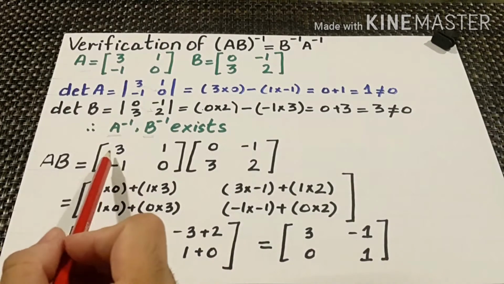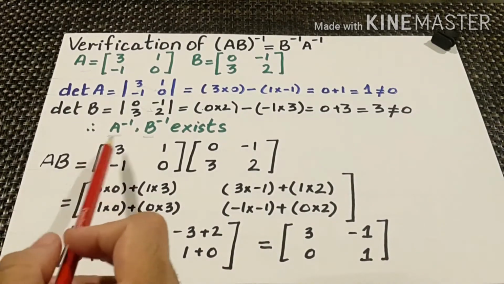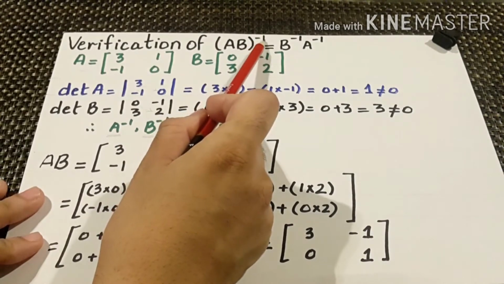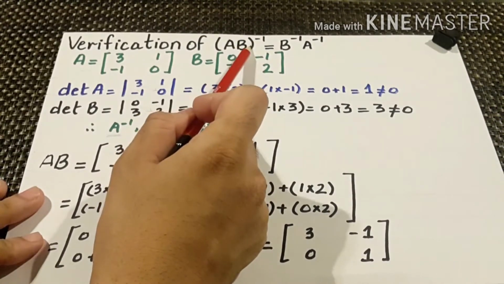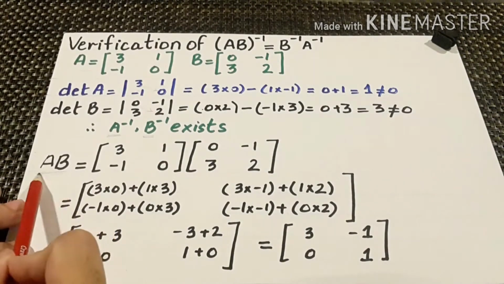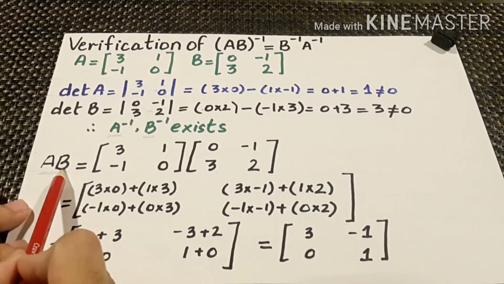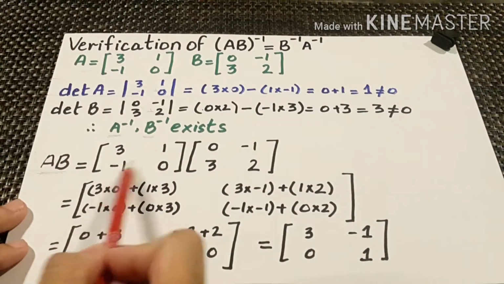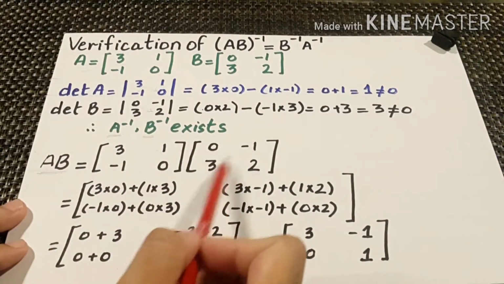Now let's come to the verification. First we take the left hand side, AB inverse, or inverse of AB matrix. Now for that we have to take the AB multiplication matrix. So how will we find it? We write A, 3, 1, minus 1, 0. We write B, 0, minus 1, 3, 2.